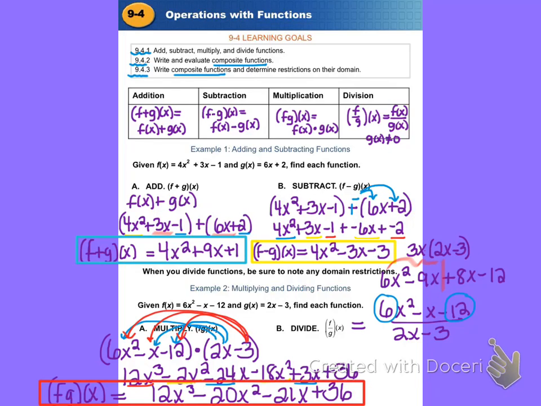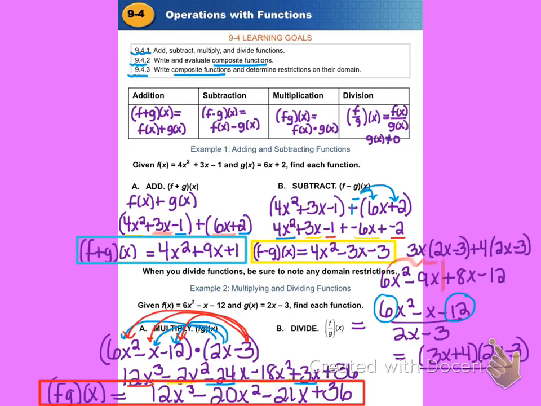And out of the second pairing, I can take a positive 4 out, which leaves me again with a 2x minus 3. And so that means that the numerator factors down into these two binomials, 3x plus 4 and 2x minus 3. And we had a denominator of 2x minus 3, so you can clearly see that the 2x minus 3's are going to cancel, and that means that the quotient between these two functions is just simply 3x plus 4.